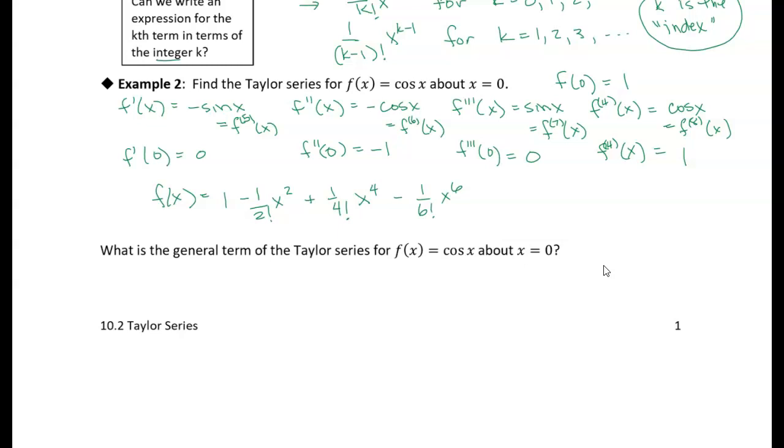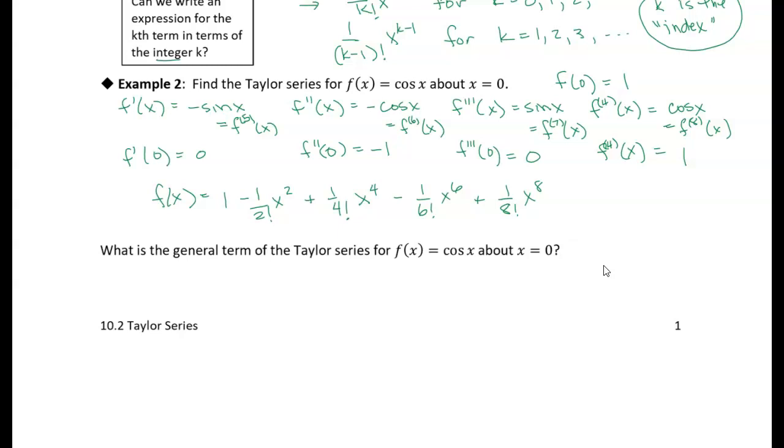All right, and then we can skip the seventh derivative and go to the eighth derivative, which is going to be the same as the fourth derivative, which is 1, and so we have 1 over 8 factorial x to the eighth. So you see, we just have even terms, and we have even factorials, and then the signs alternate, right? Positive, negative, positive, negative, positive, negative. So there's a nice pattern there. So what is the general term for the Taylor series for cosine of x?